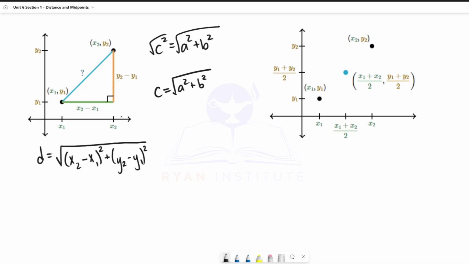Well, where is a squared and, or sorry, not a squared and b squared, but where is a and b? Well, a and b is right here. A is where the x2 minus x1 is, and b is where the y2 minus y1 is, and then c is what our hypotenuse is, or what we are trying to find, the distance between these 2 points right here.